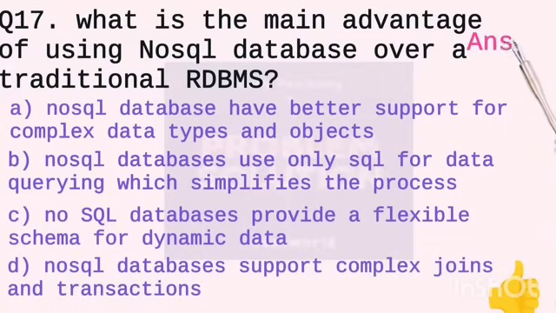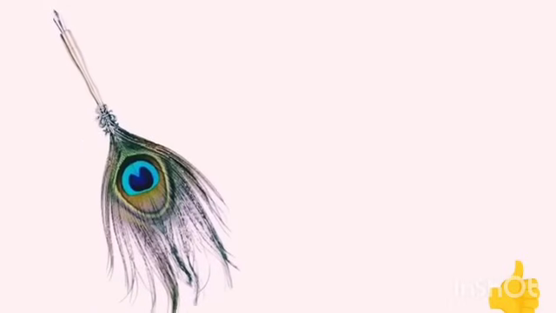And the answer is C. NoSQL databases provide flexible schema for dynamic data.